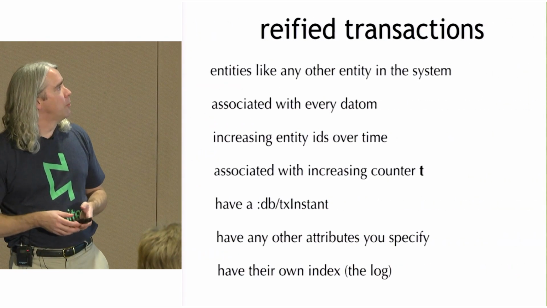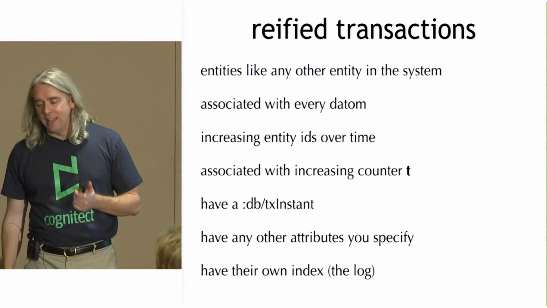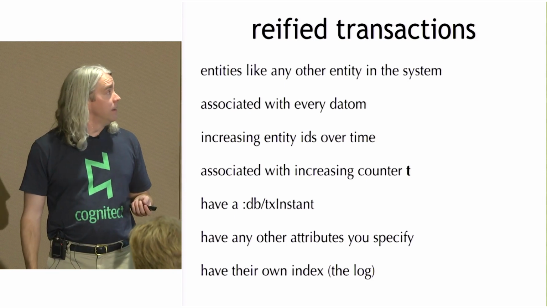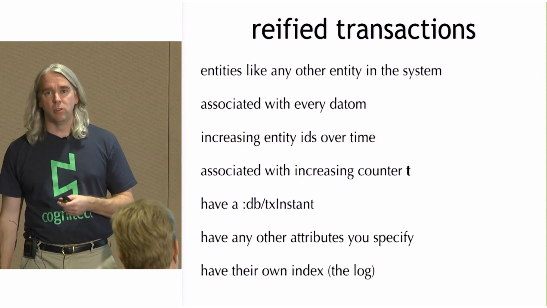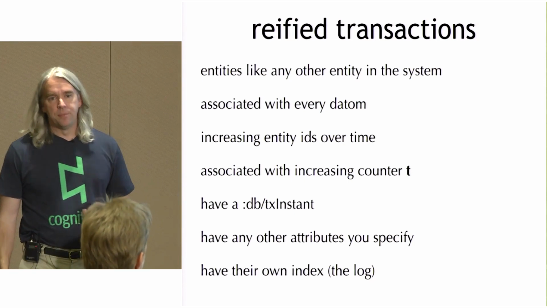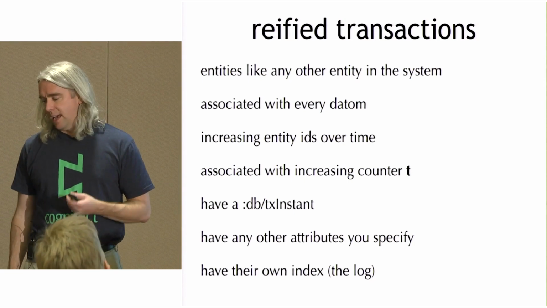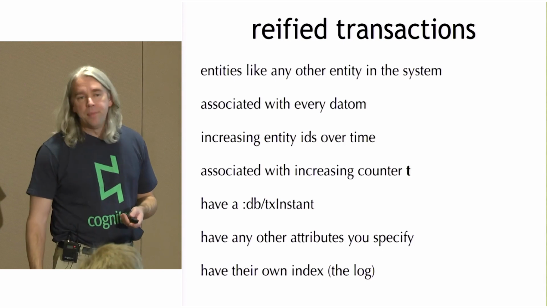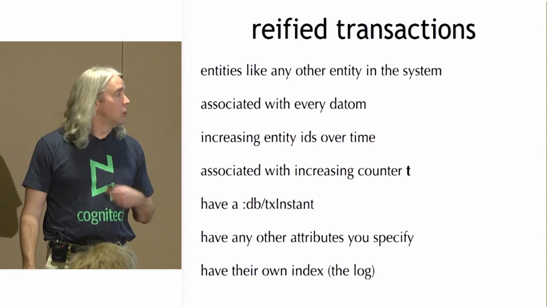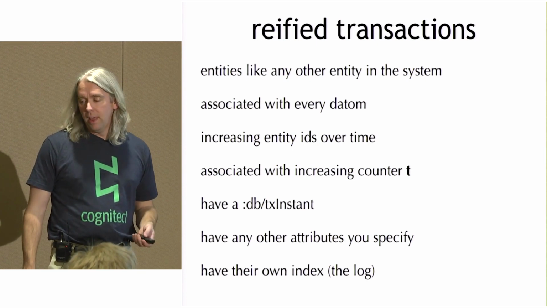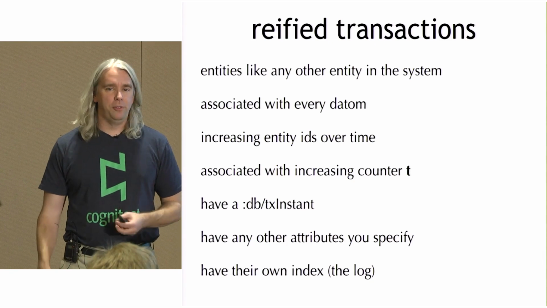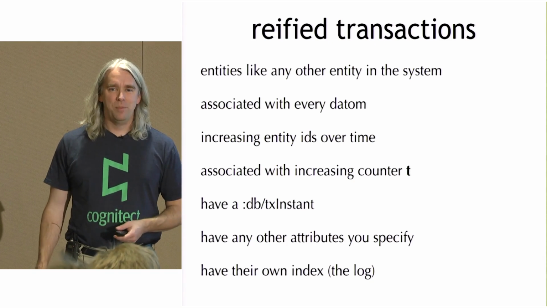So we will start with reified transactions. Transactions are entities like every other entity in the system. Every datum in the system, in addition to being associated with E, is associated with a transaction. Datomic assigns transactions entity IDs as increasing numbers over time, and these are associated with an underlying number called T, which is just a global increasing counter per database. In addition, transactions are associated with a wall clock time, because you're not going to find 11,000 to be that interesting a number.